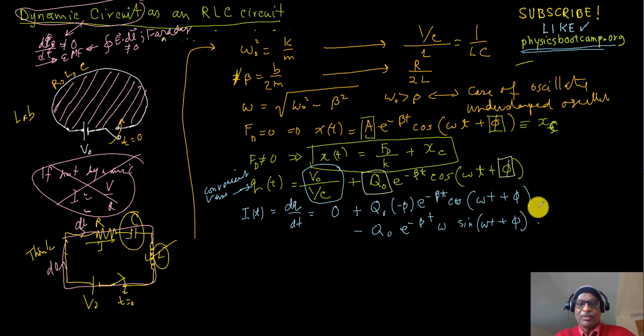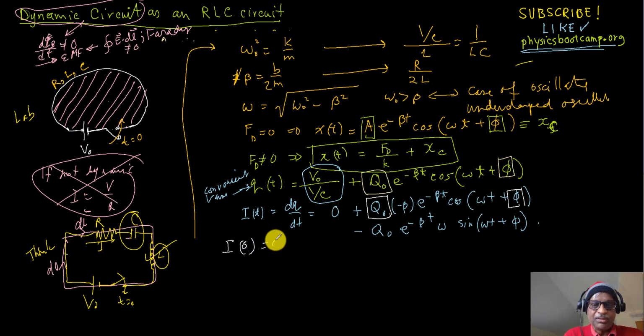Okay, this is the current, and we have to find a way to find these unknowns in our particular situation. One thing here is that at time t equals 0, when I close the circuit, there was no current, so it must be 0. That's one condition, so that's going to fix one of them.